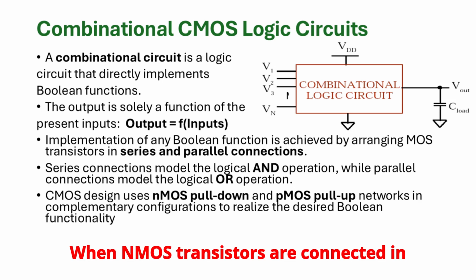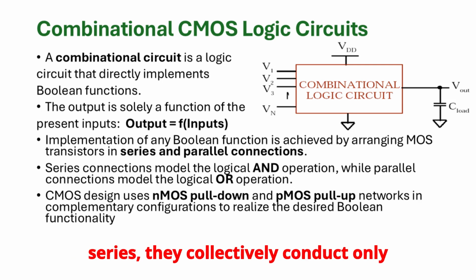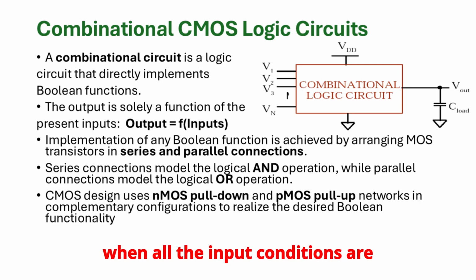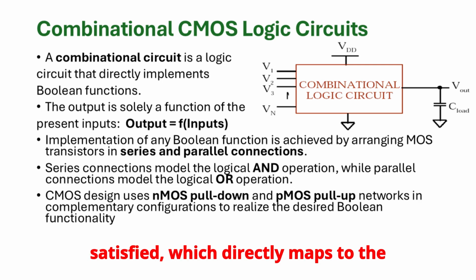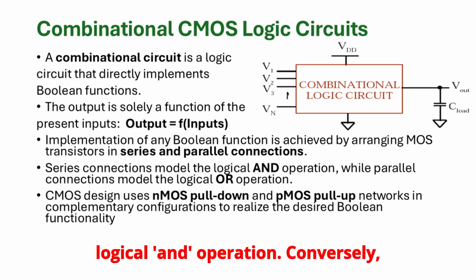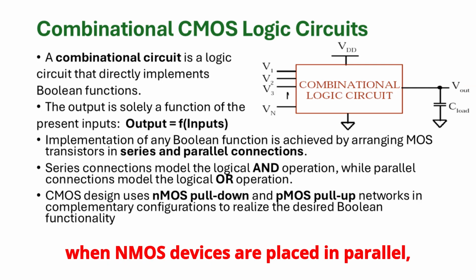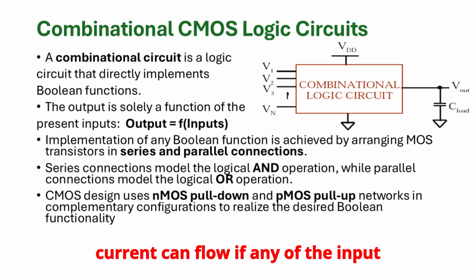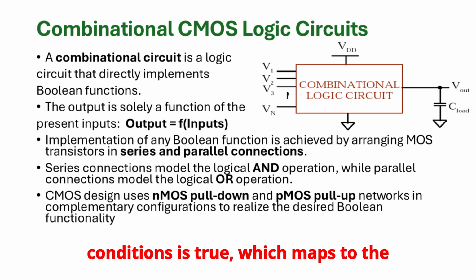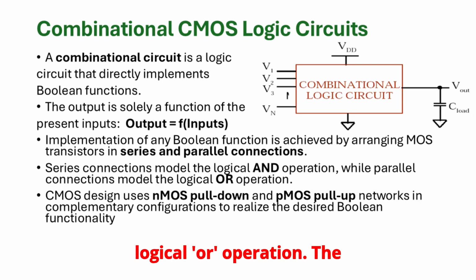To realize such Boolean functions at the transistor level, we use series and parallel connections of MOS devices. When NMOS transistors are connected in series, they collectively conduct only when all the input conditions are satisfied, which directly maps to the logical AND operation. Conversely, when NMOS devices are placed in parallel, current can flow if any of the input conditions is true, which maps to the logical OR operation.